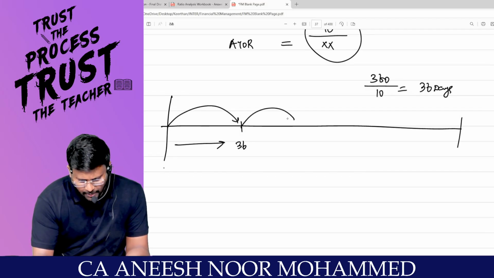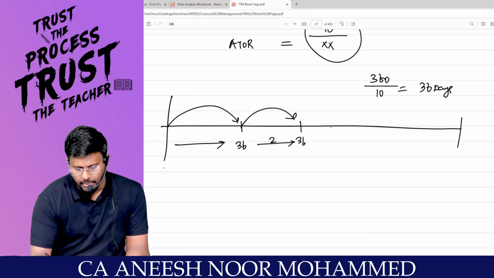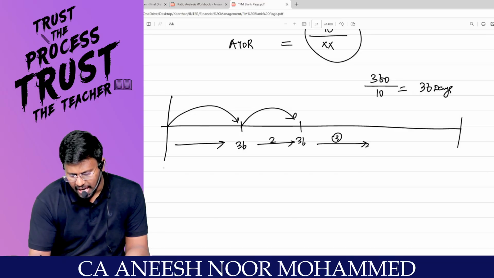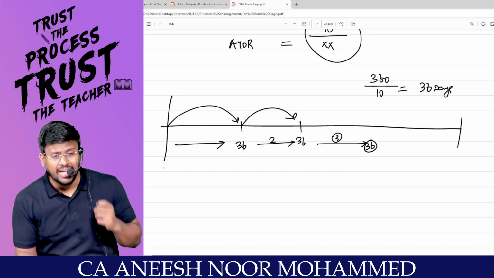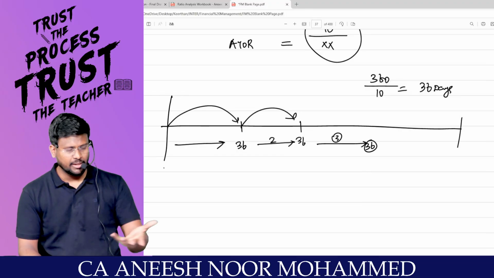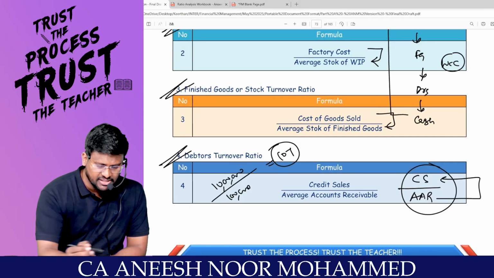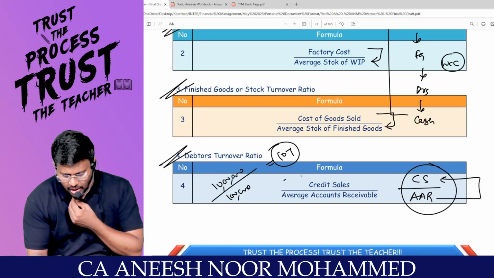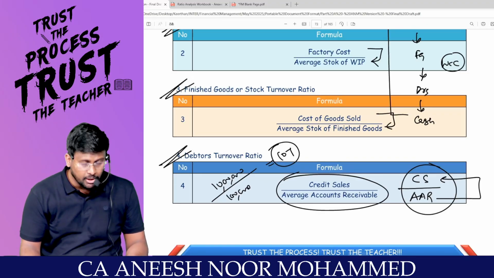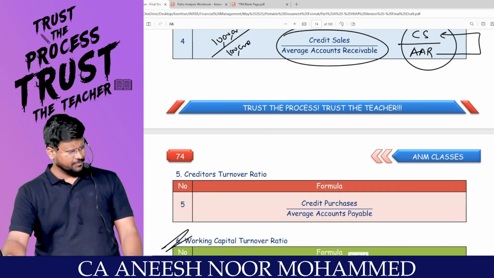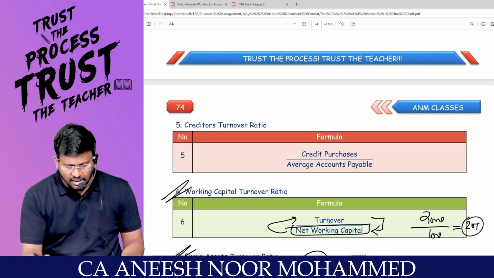Then again, I will make credit sales. I will get money after 36 days. Second round over. Are you with me? If I make credit sales today, I will get the payment after 36 days. Like that in a year, how many times did I make credit sales? 10 times. If the turnover is more, it means I'm getting money quickly, realizing the money. Are you really with me? So debtors turnover ratio is equal to credit sales divided by average accounts receivable. Comfortable?